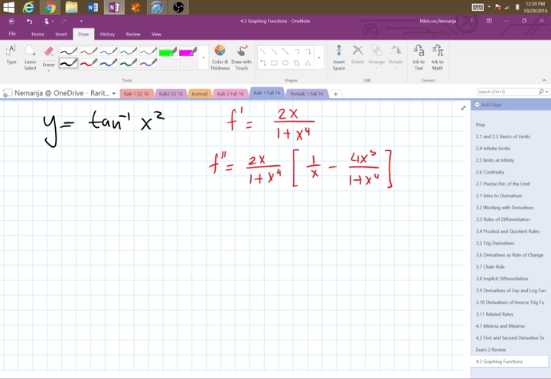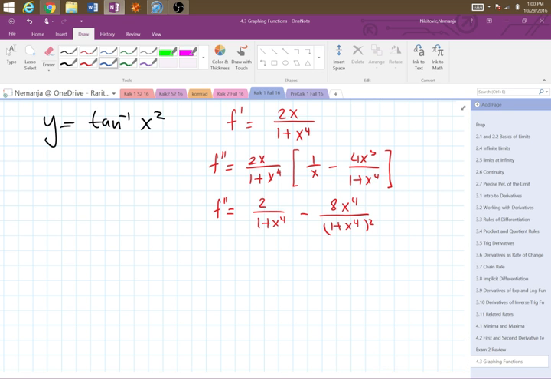And we can rewrite that one as 2 over 1 plus x to the fourth, then minus 2x minus 4x cubed over 1 plus x to the fourth squared. Oh no, that was wrong. I need to multiply them. That's 8x to the fourth. Much better. There we go.